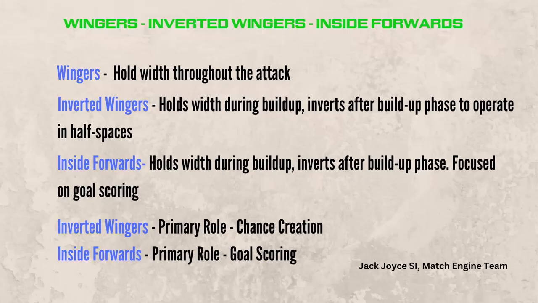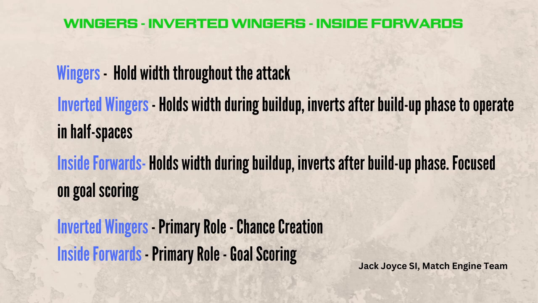Jack recently posted this explanation. Wingers hold width throughout the attack. So if you expect a role to stay wide throughout the build-up phase and even through to the attacking phase, then you're looking at wingers. Inverted wingers will hold width during the build-up. That's the phase when they enter midfield and they're trying to begin the attacking transition. They invert after the build-up phase. Once they enter the final third, they will move inside and operate in the half spaces.